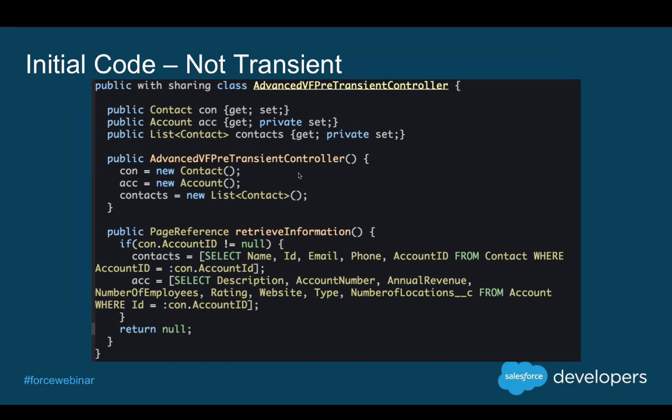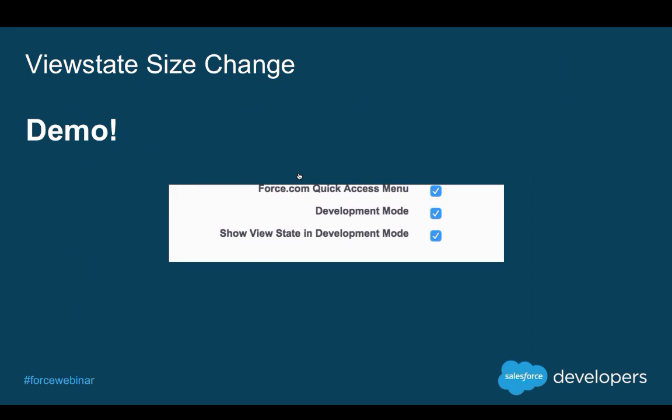The contacts and the account information are updated. I don't need to store that between page requests because it's not needed. So I can improve my code by just making a couple of simple tweaks where I mark my account and my list of contacts as transient.